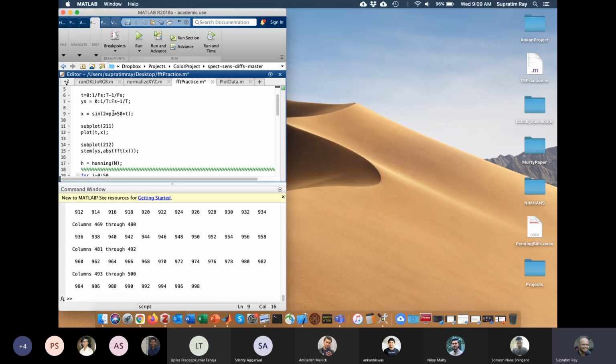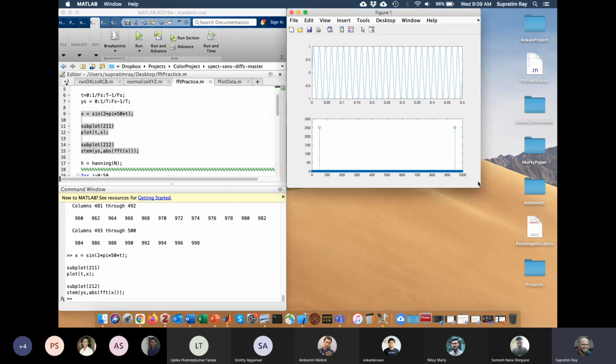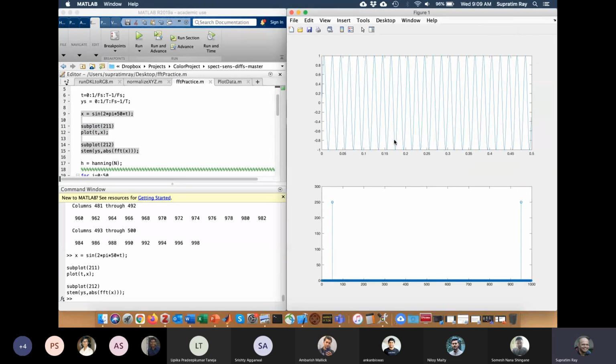So I create a sinusoid at 50 hertz, and I'm going to plot the sinusoid and the absolute value of that. So here's what I get. This is not surprising at all. So this is a 50 hertz sinusoid. So in 500 milliseconds, you should get 25 cycles. If you count it, we will see there are 25 cycles. And in the frequency domain, this is a nice sharp peak at exactly 50, and it's 0 everywhere else.